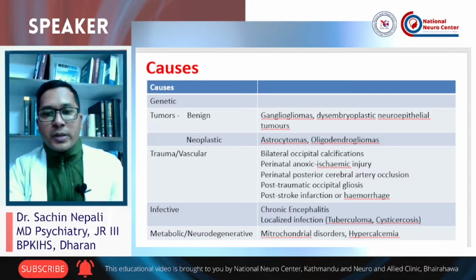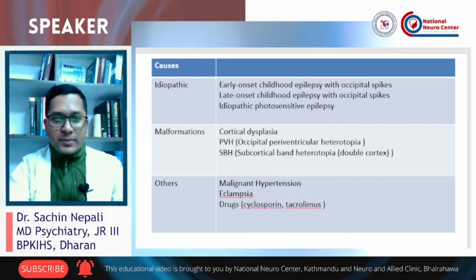So when we relate this cause to our patient, she had also undergone perinatal anoxic ischemic injury, and there was a history of admission in NICU for around 16 days, and continuously she was under oxygen. Another cause is idiopathic.